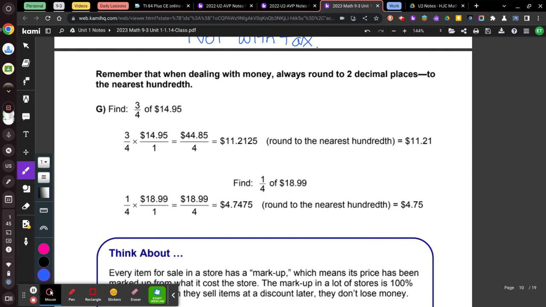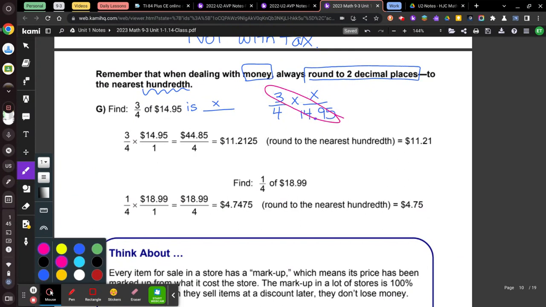Okay, last example, letter G. It says, remember when dealing with money, always round to 2 decimal places, because that's our hundredths. That's our dollars and cents. So we always want 2 digits after the decimal. Now it says find 3/4 of that. Well, that's saying 3/4 of that number is what? Well, we have to solve for x. So we would say 3/4 equals x over 14.95. This is our last example. We cross multiply, then divide.